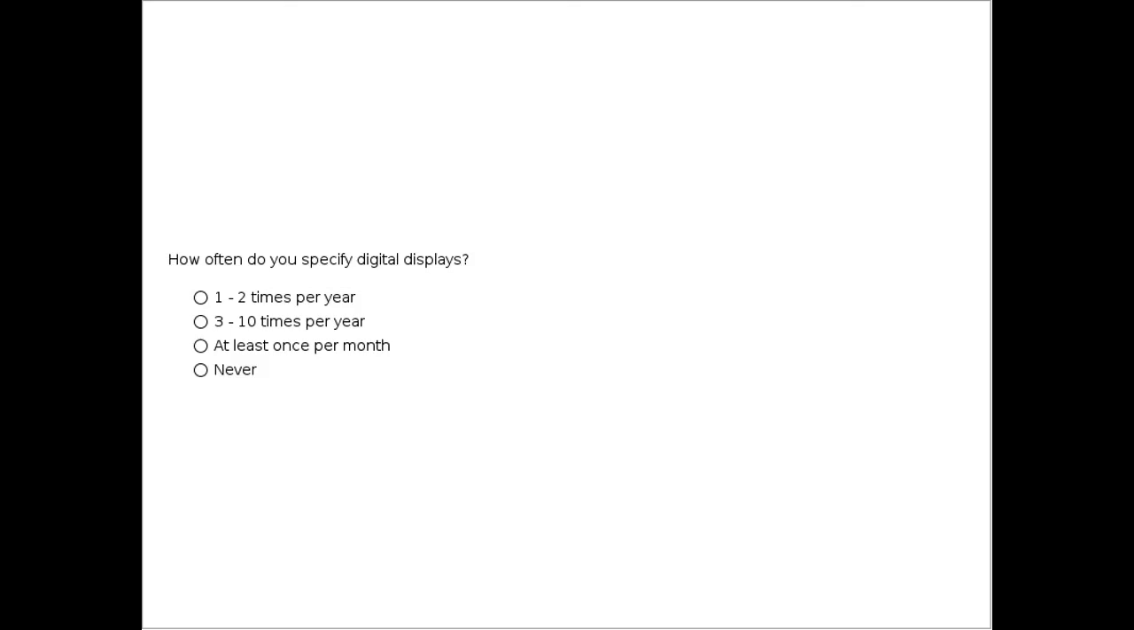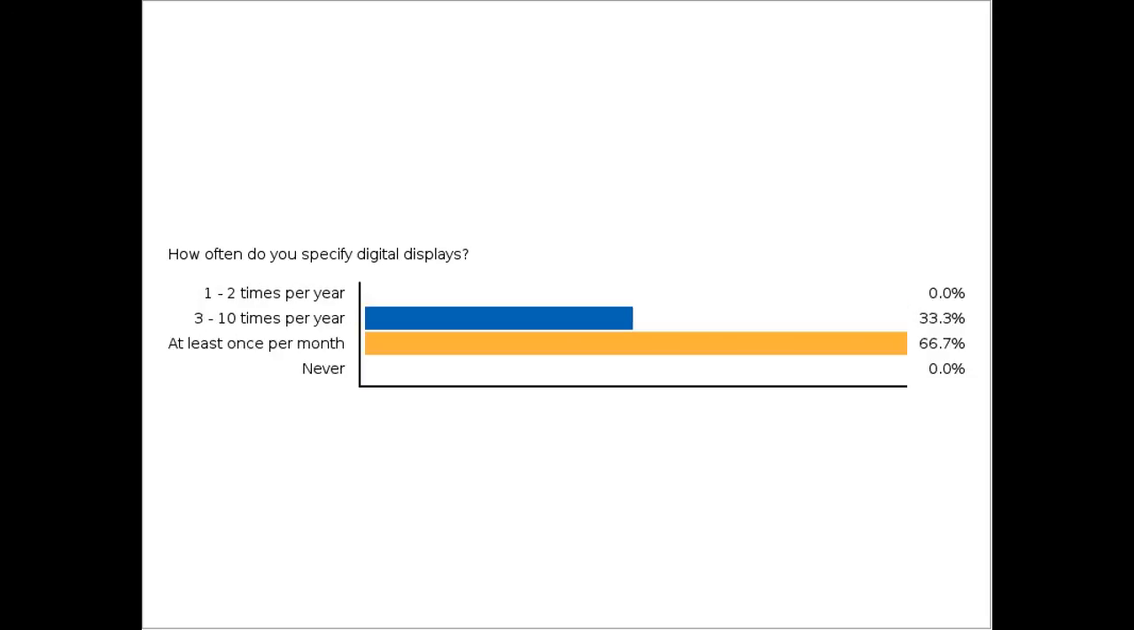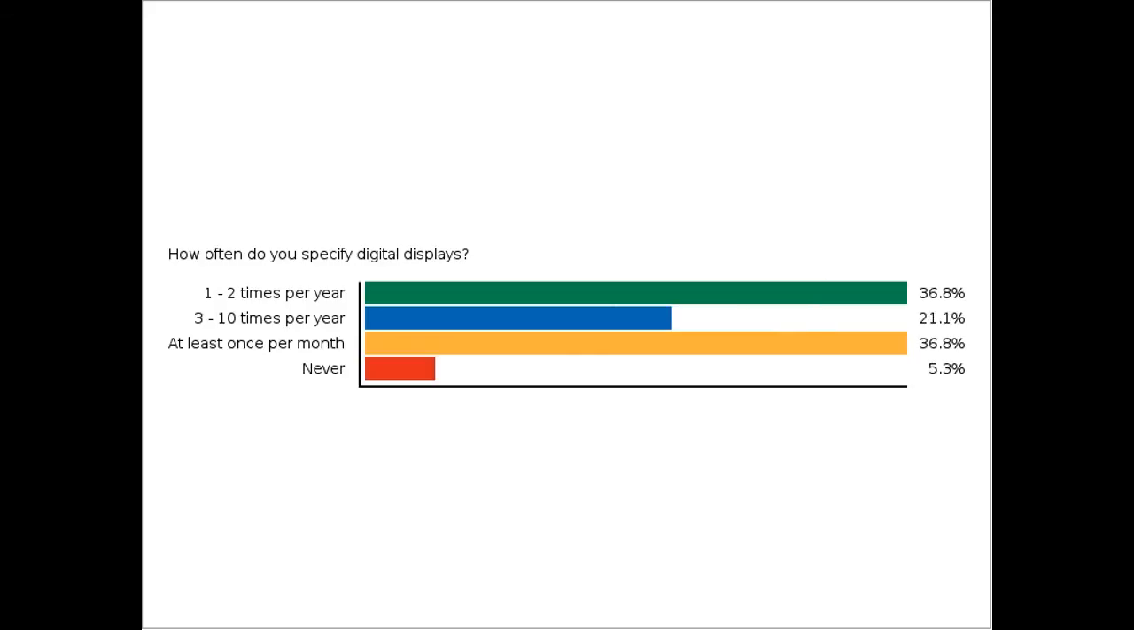So if you can vote, how often do you specify digital displays? And don't panic, we're not going to call you on the phone based on this result. We're just looking for some background on the interaction of the audience with digital displays. Show the results on this one as they come in. Do you specify 1 to 2 times a year, 3 to 10 times per year, or at least once a month, or never?